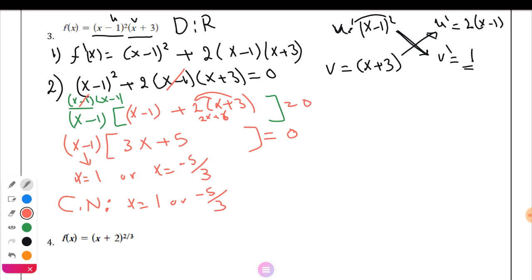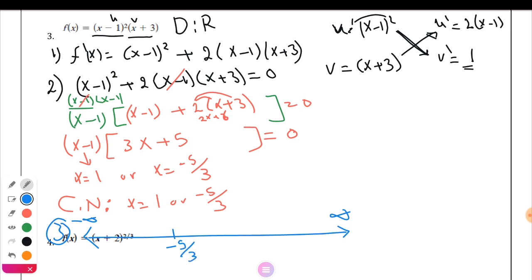Okay, I'll continue here. That is the third part. I'll draw the number line as you see. Negative infinity, and here, infinity. Write the critical numbers on the number line, but please from the smallest to the greatest. Negative 5/3, and here 1.